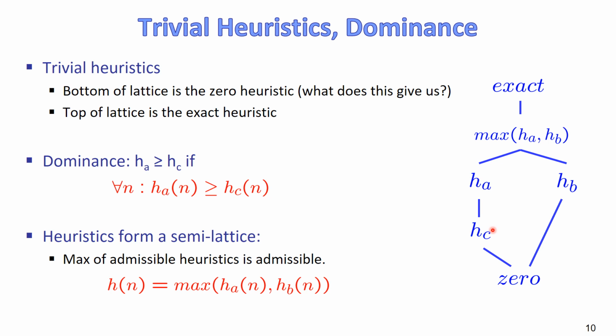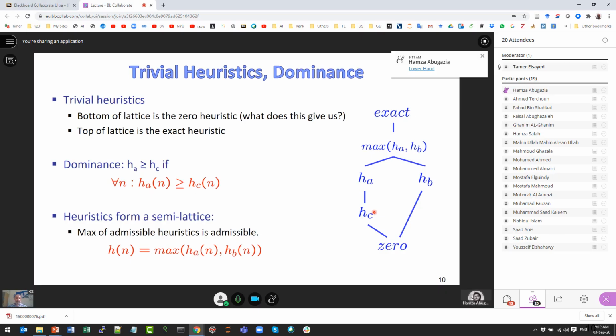So at one extreme, we will find the optimal solution in a very slow way, and at the other extreme, we will also find the optimal solution, but with fewer node expansions, though we might need much more computation.